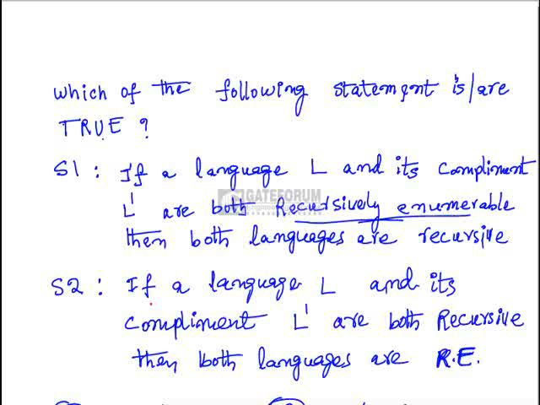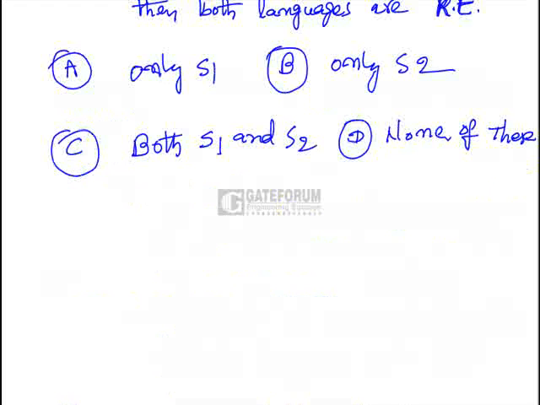Statement S2, if a language L and its complement L dash are both recursive, then both languages are recursively enumerable, because every recursive language is a recursively enumerable language. S1, S2 both are correct. So option C is the correct option here. Both are true.